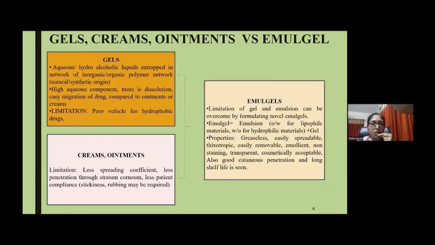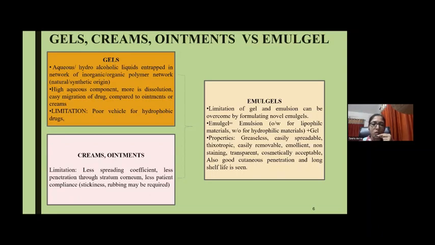Gels are aqueous or hydroalcoholic liquids with entrapment of a network of inorganic or organic polymer, which can be of natural or synthetic origin. A high aqueous component is there, so there is more dissolution, as well as easy migration of drug, compared to ointments or creams. But the limitation of a gel is that it is a poor vehicle for hydrophobic drugs.